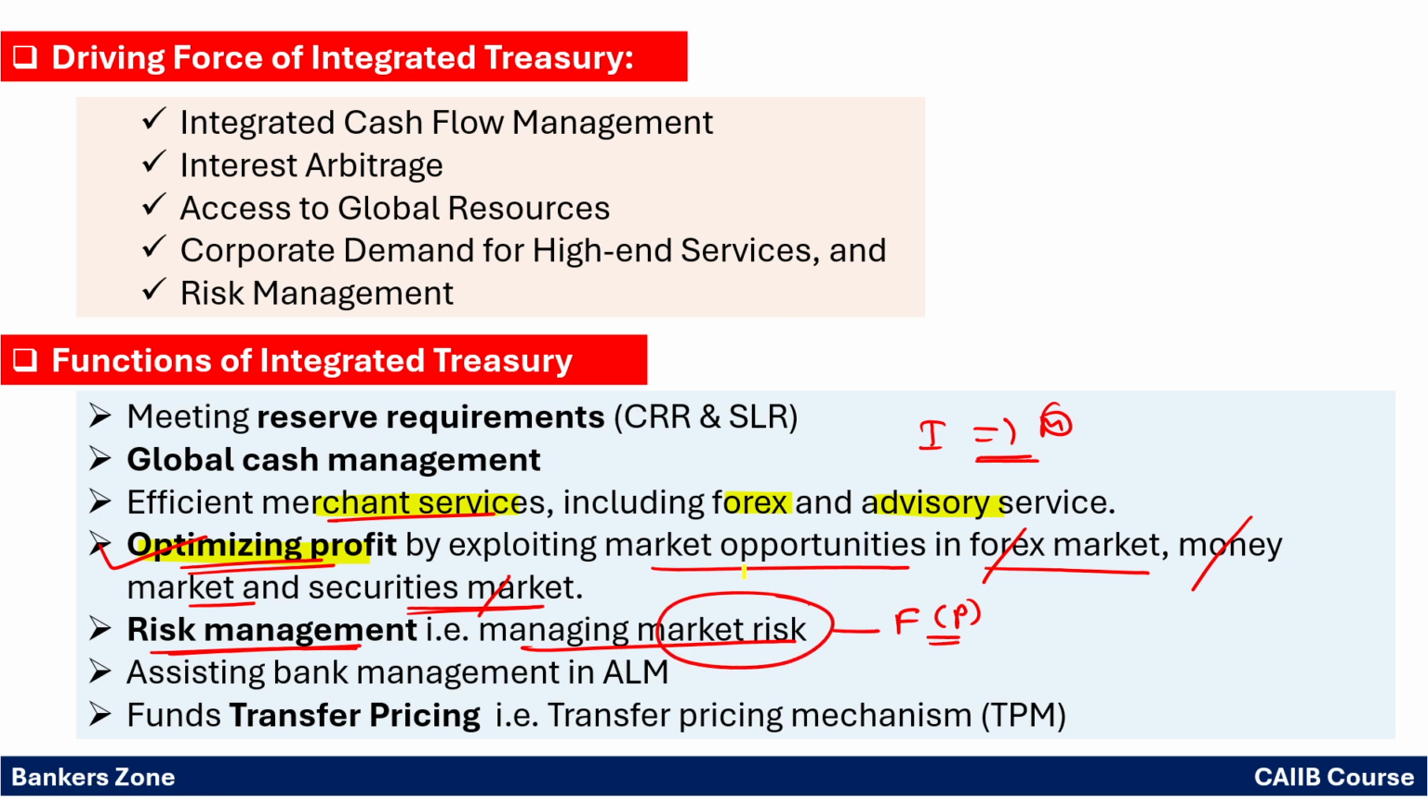So risk management is one of the important objectives of an integrated treasury. Then asset liability management. What is asset liability? Whatever loans the bank has given are assets for the bank, and whatever deposits we are having are a liability for the bank. So managing that is also one of the important functions of the treasury.